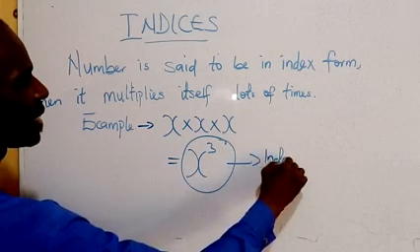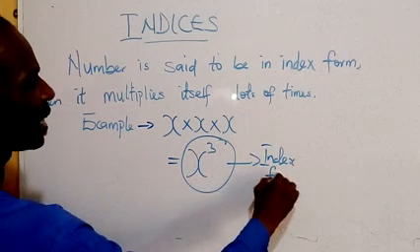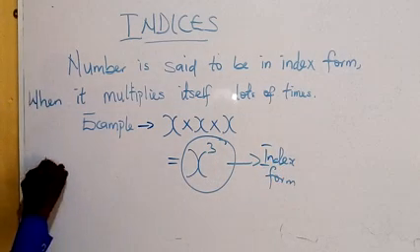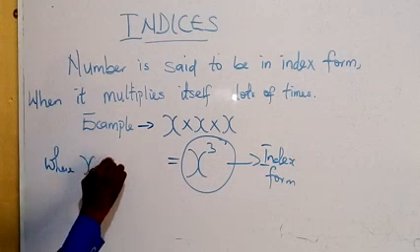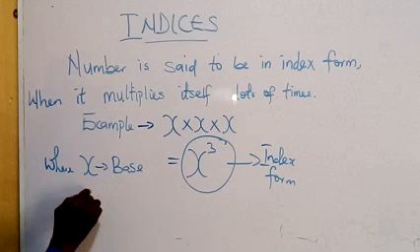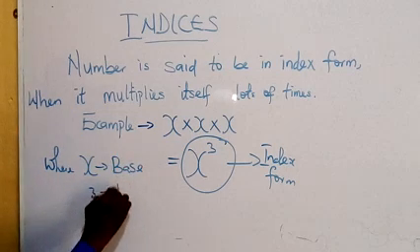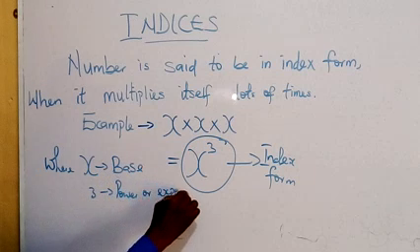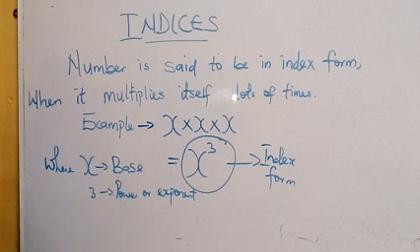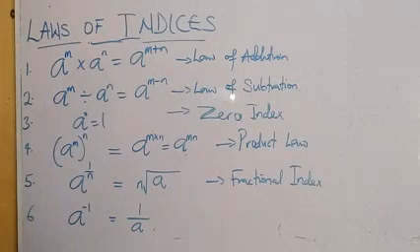You can say that x raised to power 3 is in index form, where the x is called the base, and the number, which is 3, is the power or exponent. All right, let's look at the rules or the laws of indices. The following are the laws of indices.